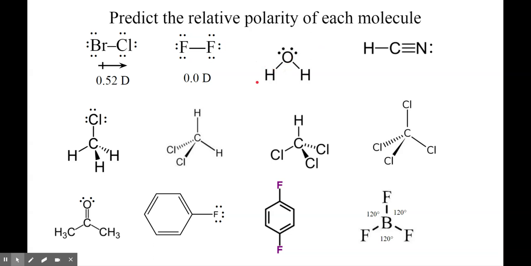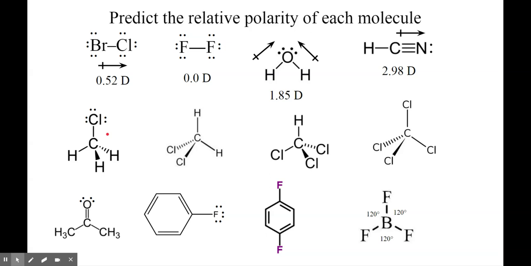Water, again, if it wasn't for these non-bonding pairs, it would be nonpolar because this thing would be linear, but because it's bent, it is polar. And again, a value of 1.85. Water is very polar. Here's hydrogen cyanide. Again, there's one polar bond. Notice there's also a non-bonding pair. With all this extra electron density on one half away from this side, this one is very, very polar.